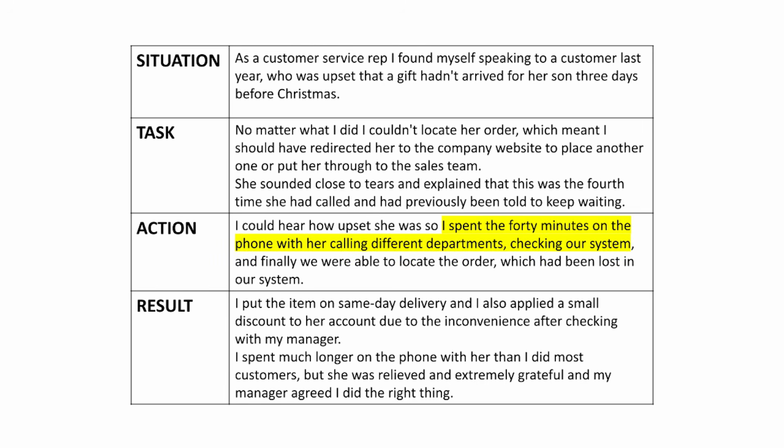So taking a look back at this answer here, where it says I spent the next 40 minutes on the phone, calling departments, checking our system, it clearly answers the question, which is the main thing, but it adds context here where it says she sounded close to tears.